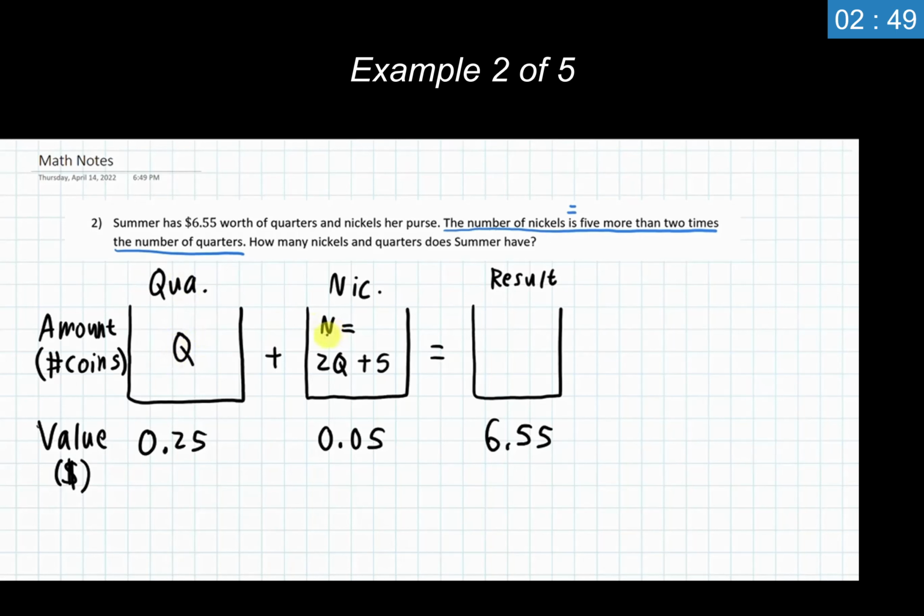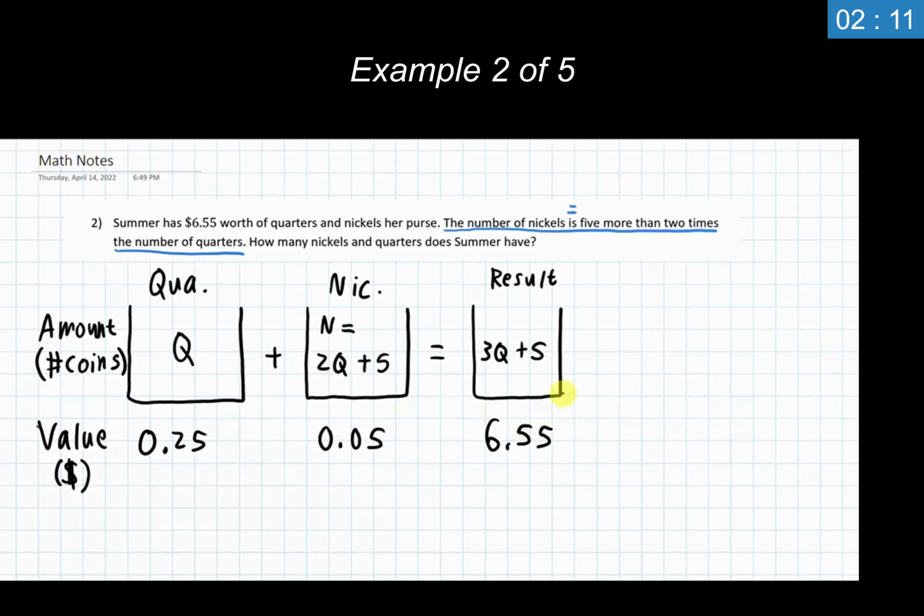Now with this, I'm using Q and N as my variables. You could just as easily use X and Y if you'd like to. I personally like to choose a variable that corresponds with what I'm solving for, but that's just my personal preference. Now what should my resulting amount be? Well, the number of quarters plus the number of nickels in terms of the number of quarters means that I should have 3Q plus 5. Okay? So perfect. We have all 6 portions, 1, 2, 3, 4, 5, 6 filled in.